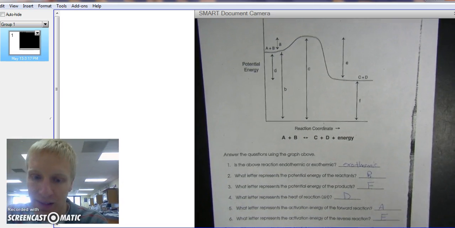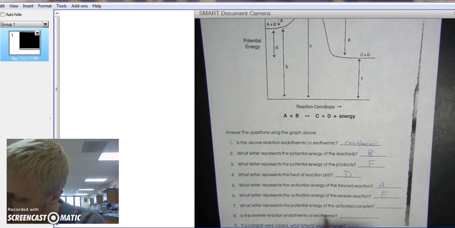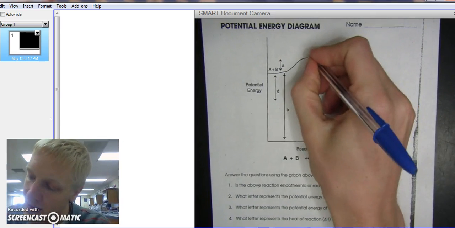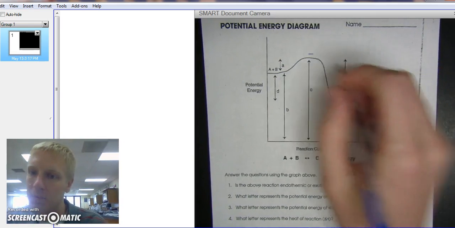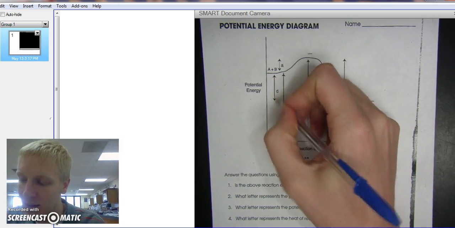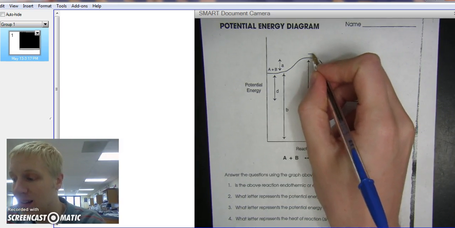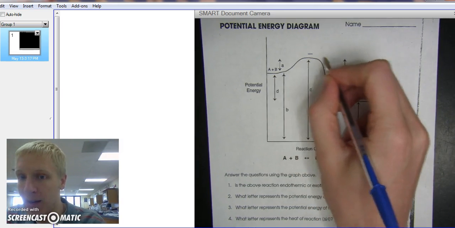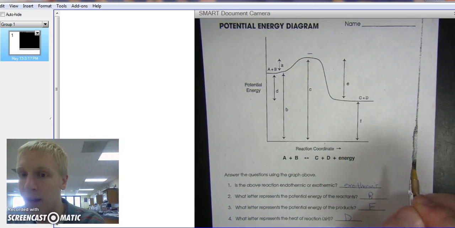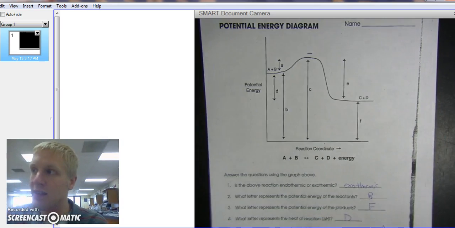Next one, number 7. What letter represents the potential energy of the activated complex? Now the activated complex is this guy right here, and that would be C. So you need to start with your reactants' potential energy. You have to add a little bit more energy to form that activated complex. It's then going to either reform the reactants or release all of this energy while forming the products. So that is C, the potential energy of the activated complex.